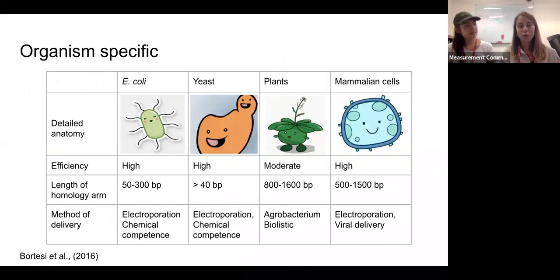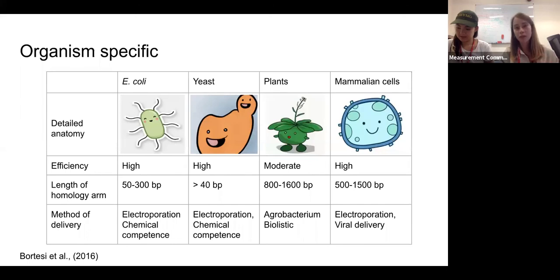And let's talk a bit about the organism specificity of the CRISPR systems. We're going to talk about E. coli, yeast, plants, and mammalian cells because they're the most commonly used ones. So for E. coli, CRISPR Cas9 is not used that much, to be honest, because there are lots of other tools available for E. coli. It's really easy to work with. It's a model organism, grows fast, everything's perfect.